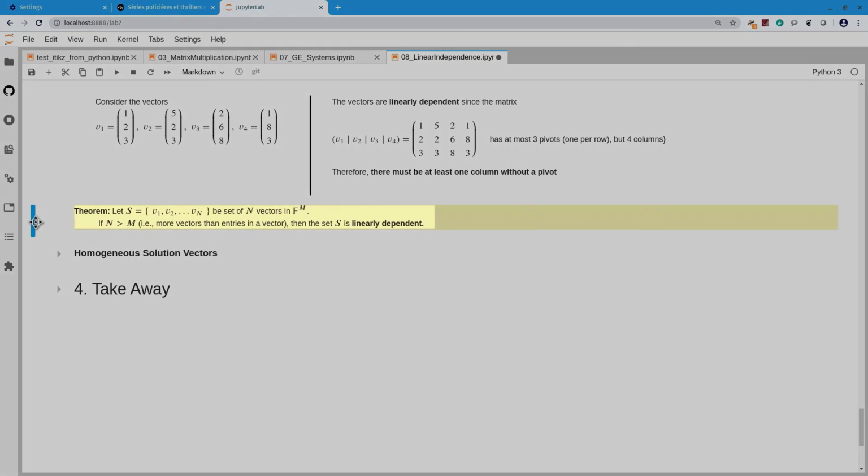So let's write this as a theorem. I'll give myself n vectors with m entries each. If I have more vectors than entries in a vector, then my vectors are linearly dependent.